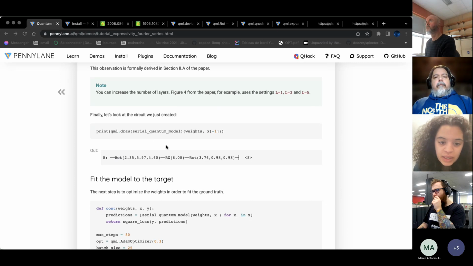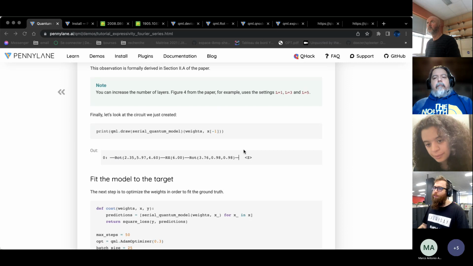So basically what we see here is that we have a rotation with 3 parameters. That's our W block, the first one. And then we have an X rotation, which is our S block, so the data encoding block. And then we have our last layer right here, which is a W block again. So basically here we have one layer of our 2 blocks and then the last layer. So L equals 1.